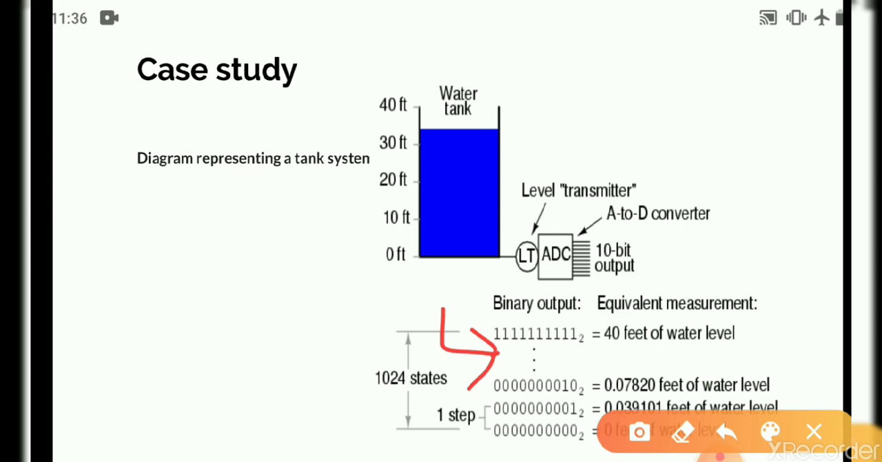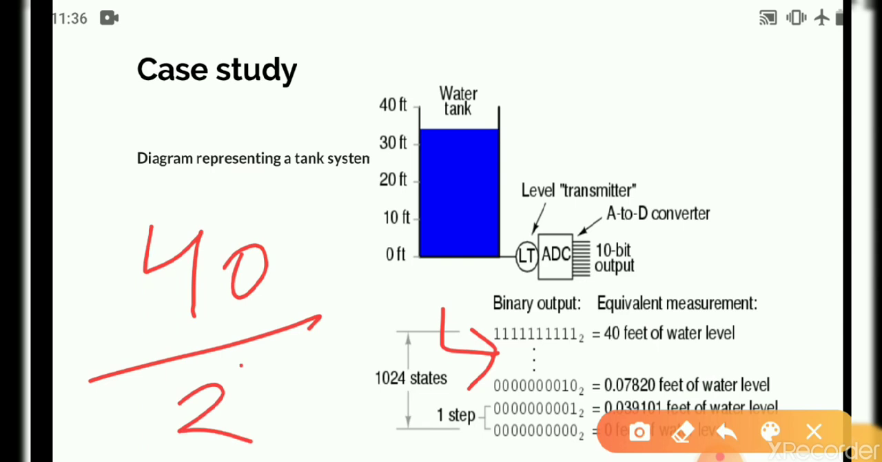This type of circuit is having a resolution of 5 inch or 0.039101 feet. If you want to measure the level more precisely, then you must consider a higher bit ADC. Suppose we are taking a 20 bit ADC, then we divide 40 by 2 to the power 20. It is obvious that the step size will decrease, and so we can more precisely measure the level of water in the tank. So this is a general case of an ADC.